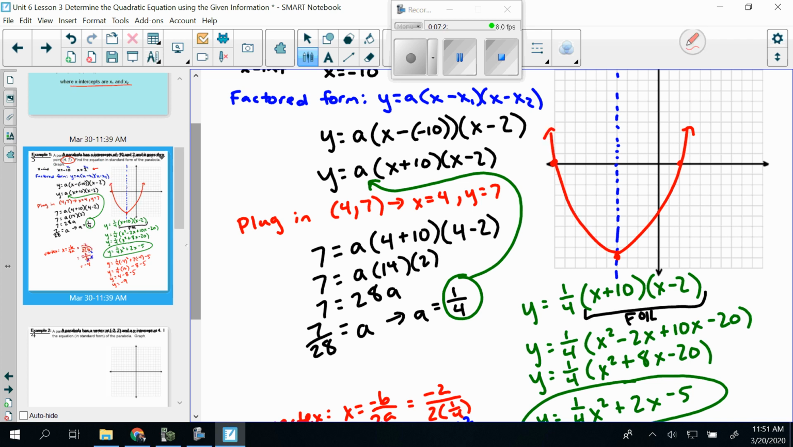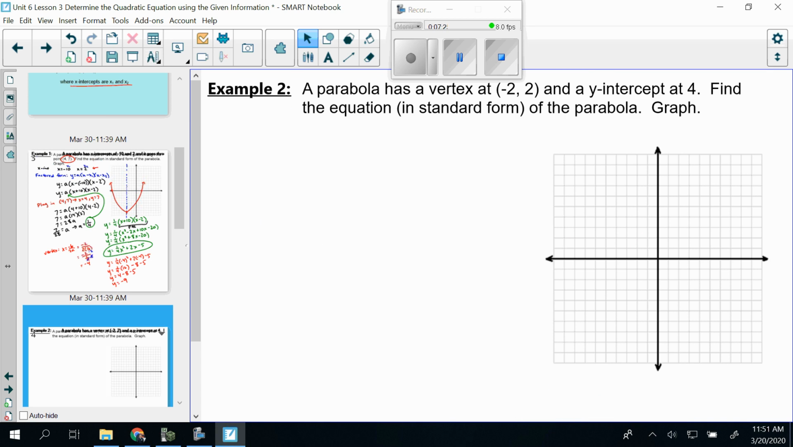Okay, let's try another one. This one, a parabola has a vertex at -2, 2, and a y-intercept at 4. Find the equation in standard form and a graph. All right, so first off, if we were doing the graphing part of it, we got a lot of information that we could get a pretty decent graph here.